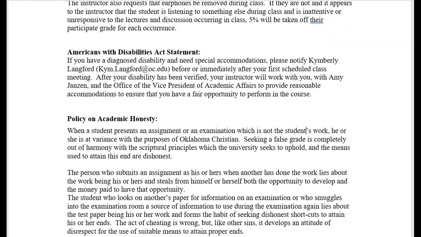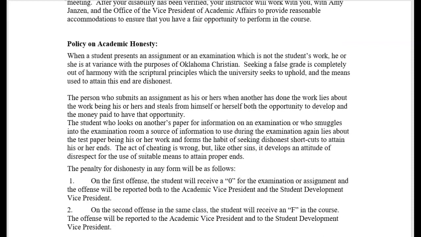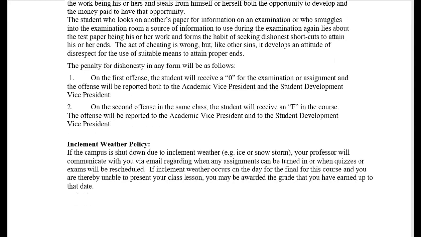Here are just policies on academic honesty. So you can't take other people's work and upload it and try to represent it as your own. If you do, you'll get a 0, and if I see it happening twice, then you'll get an F for the course. So don't do that.